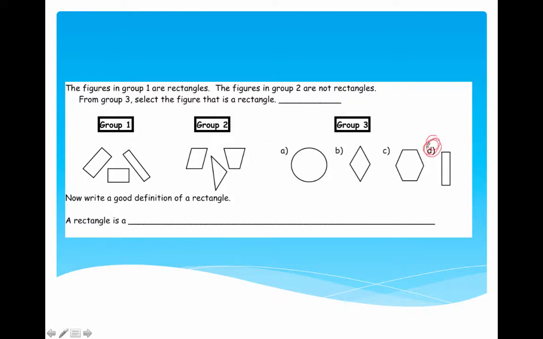So that means that D is the correct answer over here, and a rectangle is a quadrilateral. Lateral always refers to sides, so quadra means 4 sides. So it's a quadrilateral with all right angles. And that's a rectangle.